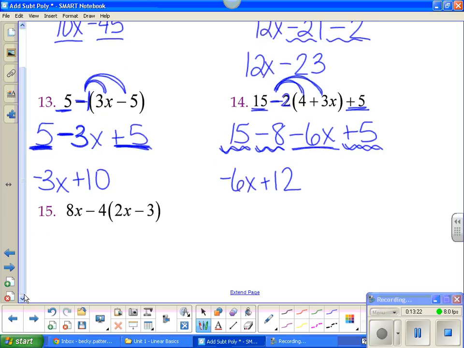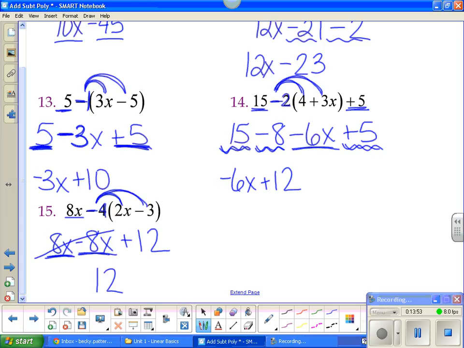Okay, in number 15, the 8x is just hanging out. I'm distributing not just a 4, but a negative 4. So when I distribute negative 4 to 2x, that gives me a negative 8x. And a negative 4 times a negative 3 is a positive 12. Again, I want to go in descending order, so I'm going to start with my x's. So I have a positive 8x and a negative 8x. They cancel. And all I have left is a 12.